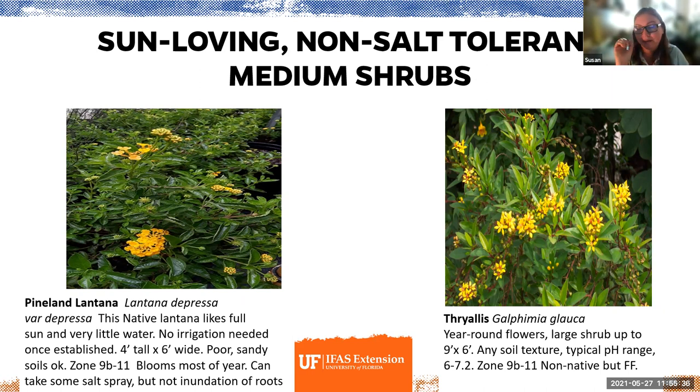They love this plant. Thryallis has really pretty flowers. It's not really so much of a pollinator attractor, though. Pollinators really don't go after the flowers, but they're really pretty and they can be used in flower arrangements. So if you do that, this is a nice plant to have on hand. It's a large shrub, typically max size is 9 foot by 6 feet. And it takes really any kind of soil condition at all and a typical soil pH range. It's non-native, but Florida friendly.